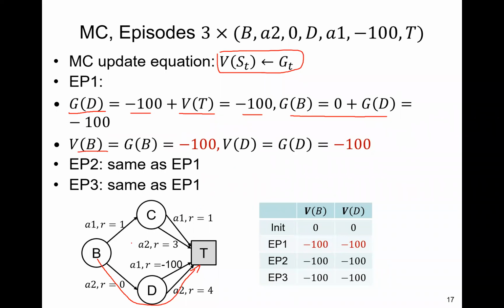So for the next episode, if you repeat BDT, the computation process is exactly the same. But if you had a learning rate alpha less than 1, then the value functions would be updated more gradually. But here they're updated in one step to the newest value. So additional episodes do not change anything.